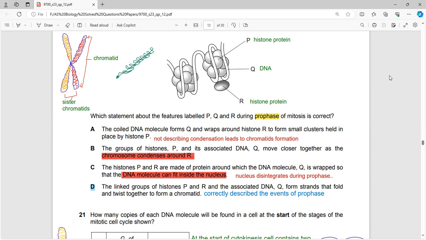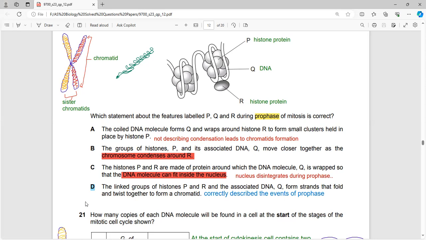But here they are not describing the chromatid formations. That's all the histone protein and their associated DNA molecule. They are not condensing to make strands and to produce the chromatid. That's not described. What about the chromosome condensing around the R group? It is the wrong statement. The chromosome is not condensing; it's the DNA molecule. That's why it is a wrong statement.